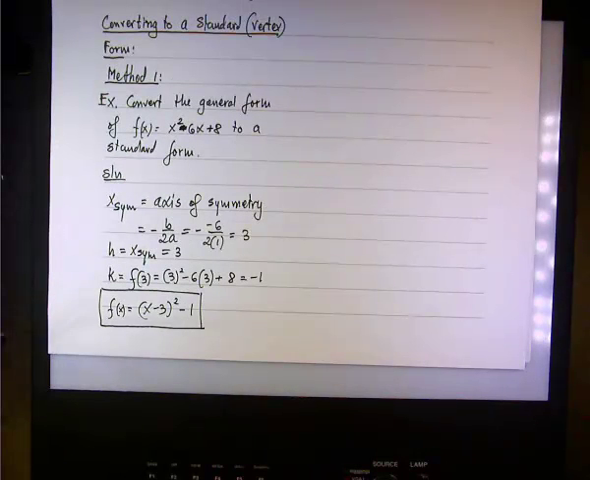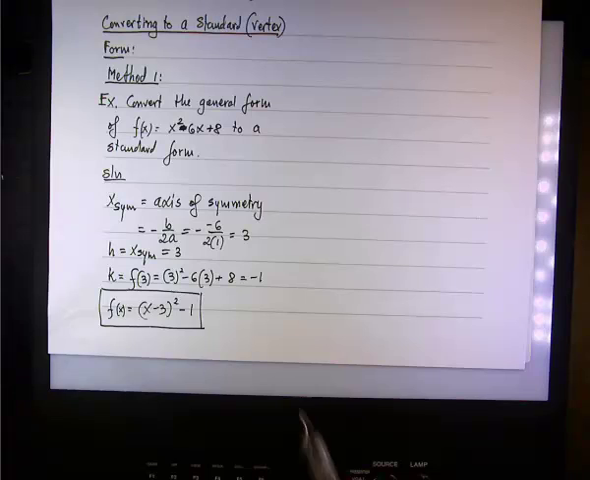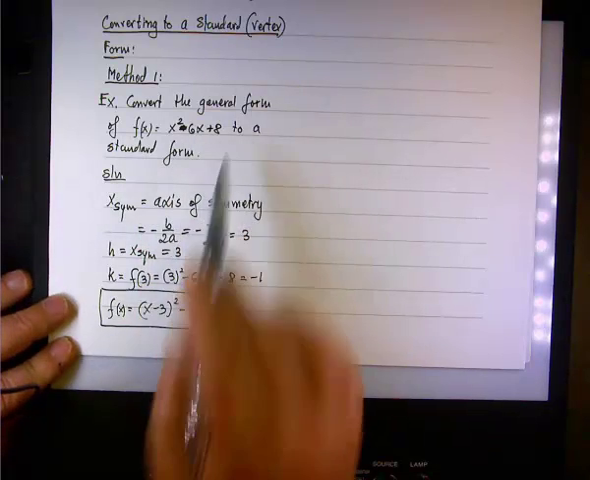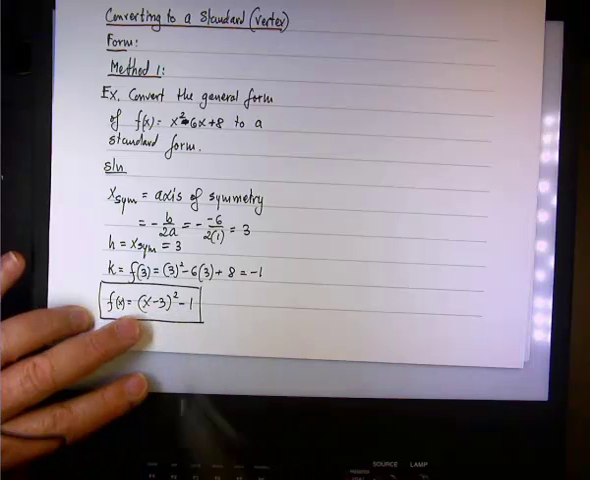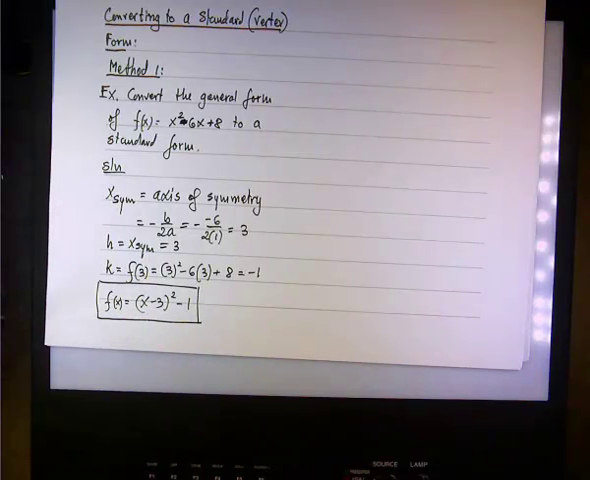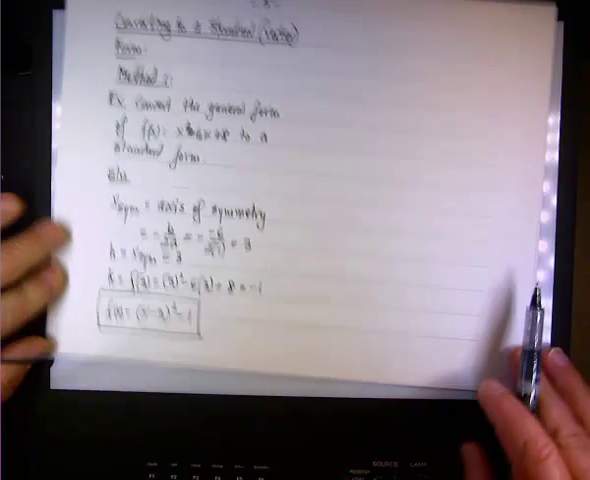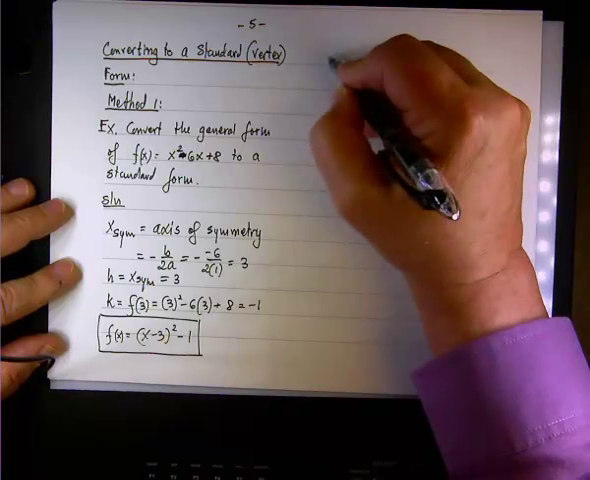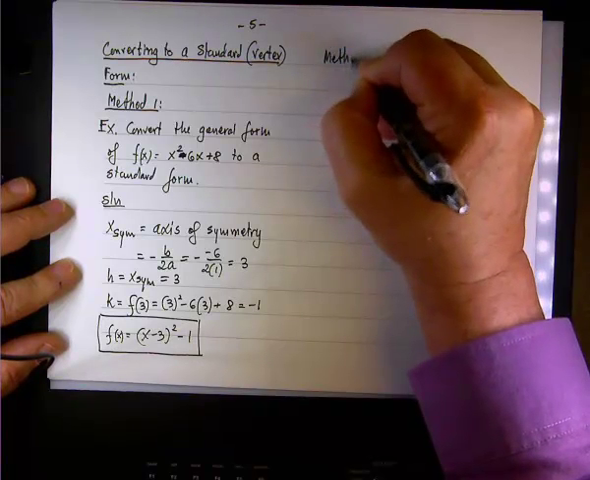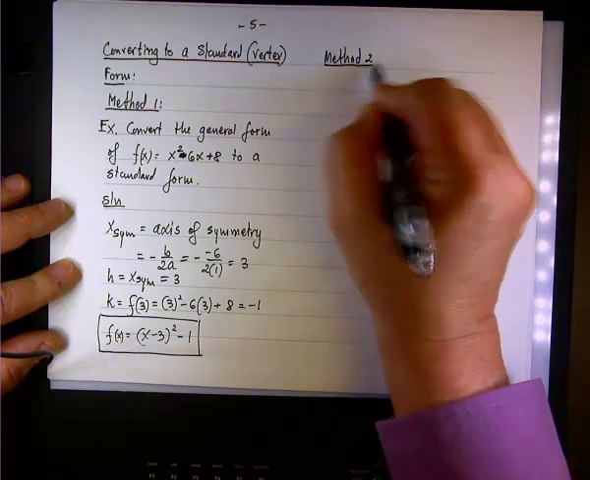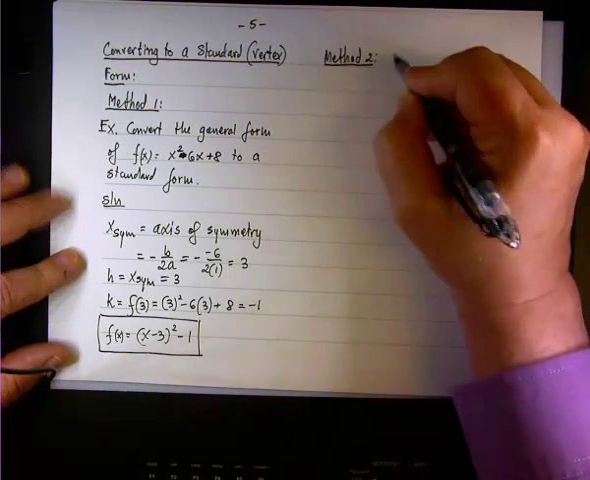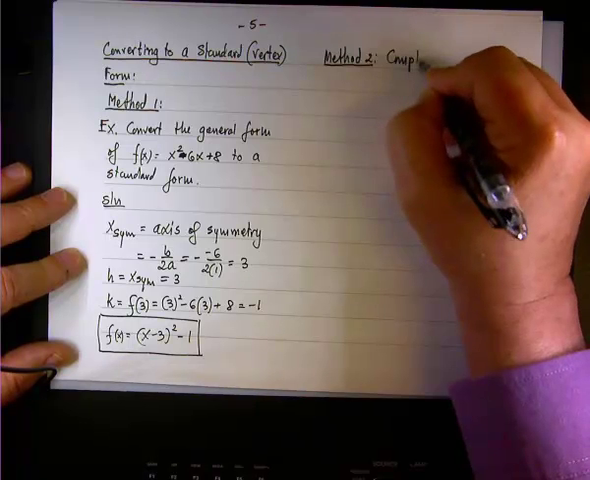Okay. One thing we notice here, we have a trinomial and we converted it into a square of a binomial plus a constant. In the second method, we'll complete the square to obtain the vertex form. Okay, so method 2, we'll complete the square.